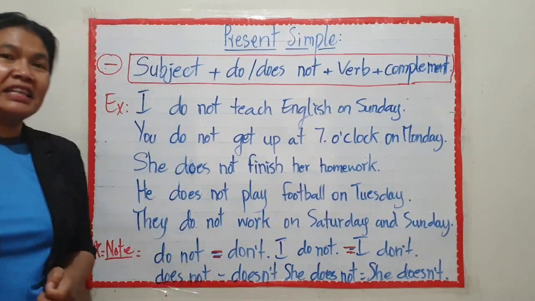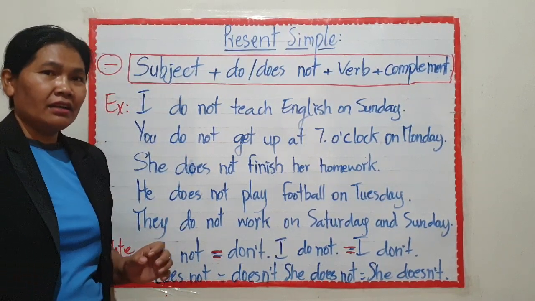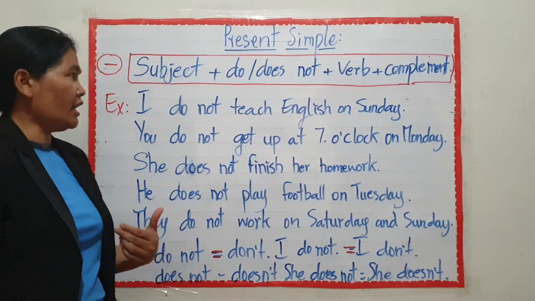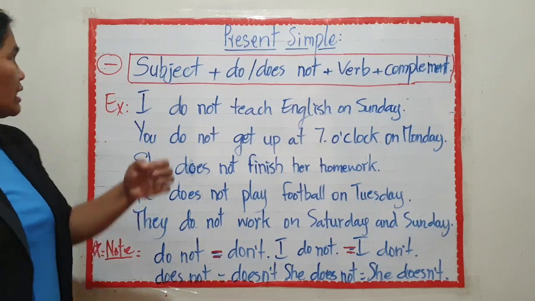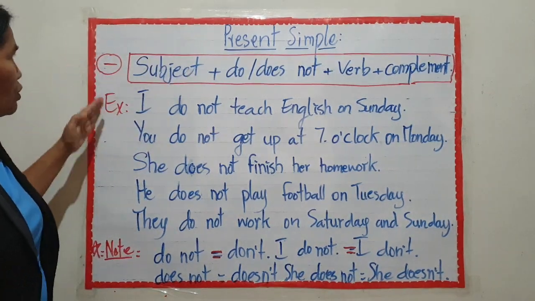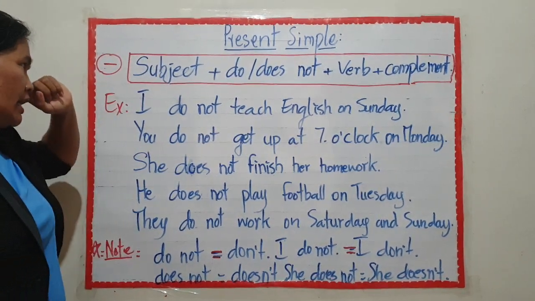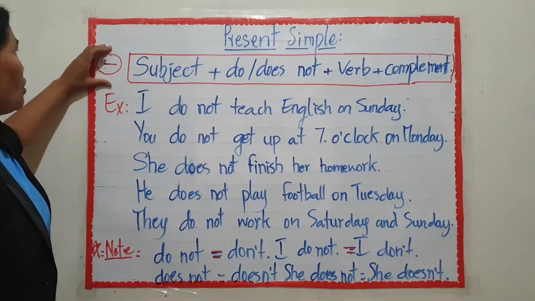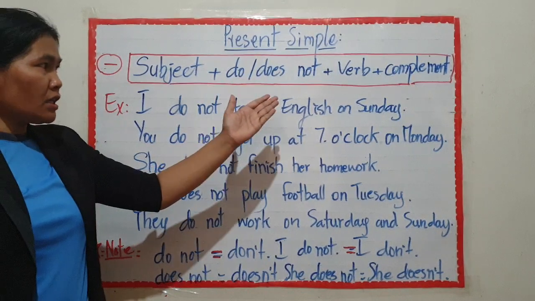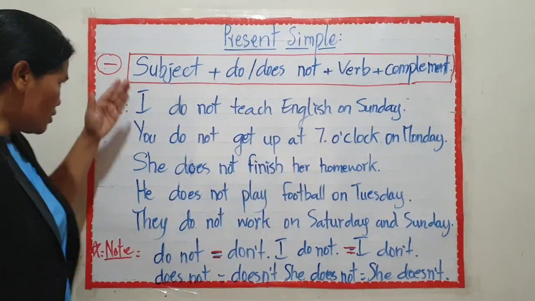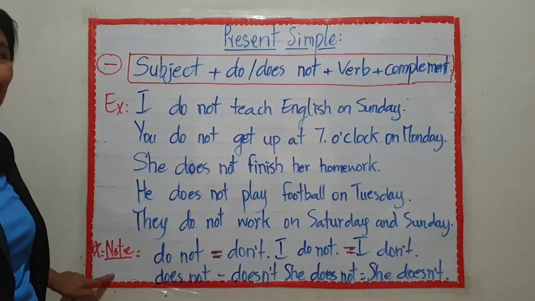Okay, thank you everyone for enjoying this with me, and I hope that everyone understands this lesson. Please copy this lesson into your notebook. Please remember that the form of the negative sentence is like this: subject plus do or does plus not plus verb and complement. Also take note of these examples.